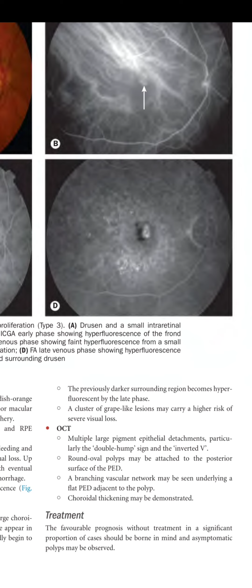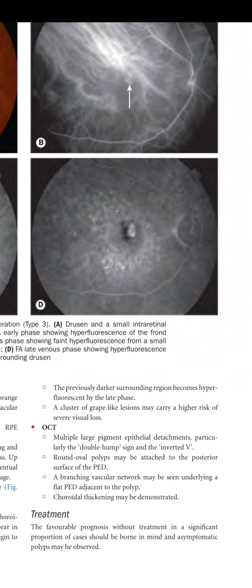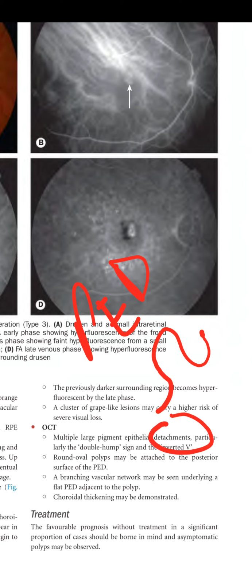A cluster of grape-like lesions may carry a high risk of severe visual loss. OCT will show us multiple large pigment epithelial detachments, particularly the double hump sign and inverted V sign. A round or oval polyp may be attached to the posterior surface of the PED. A branching vascular network can be seen underlying a flat PED adjacent to the polyp. So, if there is a flat PED, a polyp can be seen beneath the RPE. Choroidal thickening may be demonstrated.